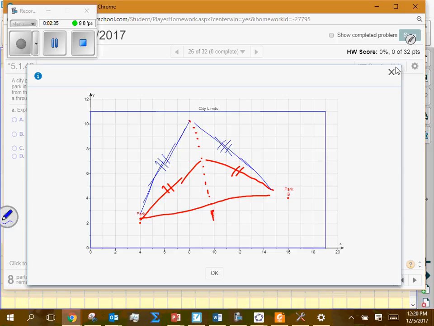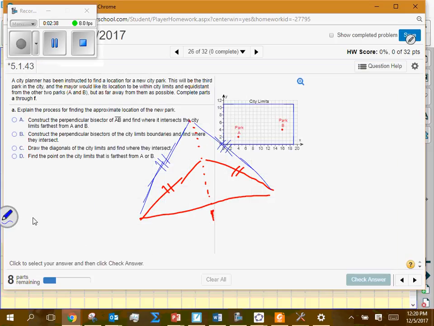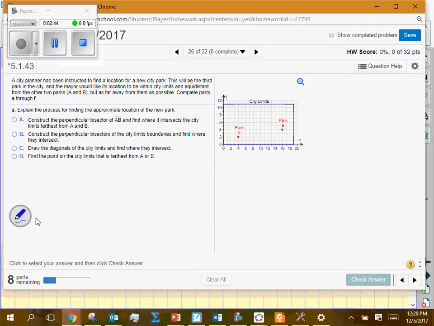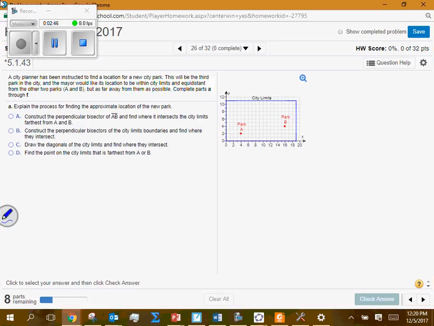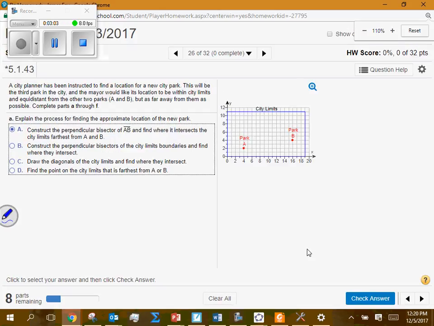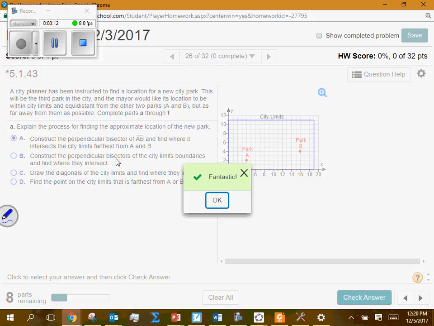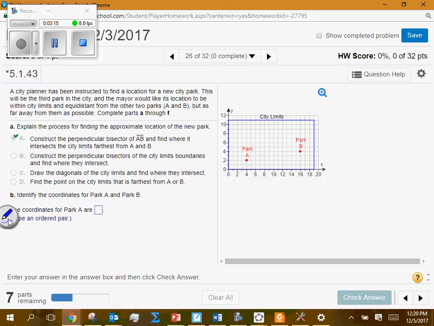So they walk you through these steps. These steps are not terrible, and a lot of you said you got partial credit on this, which is great. But I want to talk about why maybe the hang-up was on getting full credit. So the first question says, explain the process that you're going to go through, and we're going to find the perpendicular bisector of AB, and then find out where that intersects city limits farthest from A and B. So in this case, it's my option A. Construct the perpendicular bisector of AB, find where it intersects the city limits farthest away from AB. So that's a description of what I just showed you with those markings.